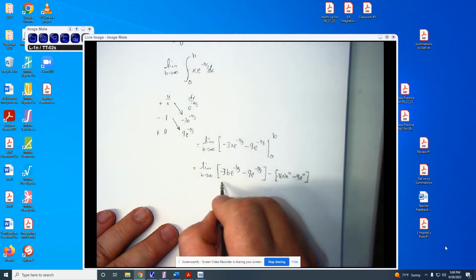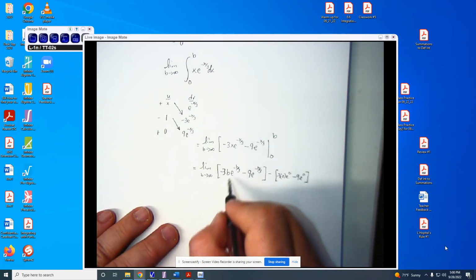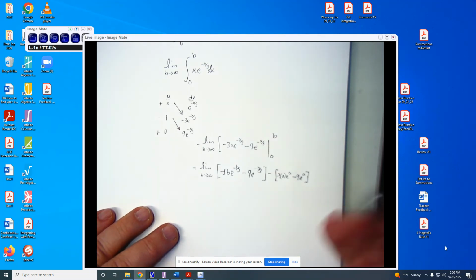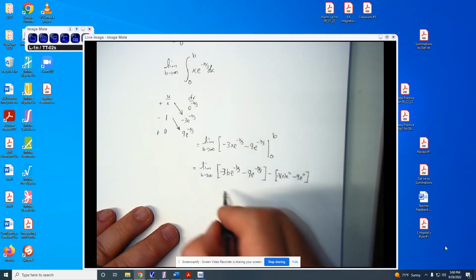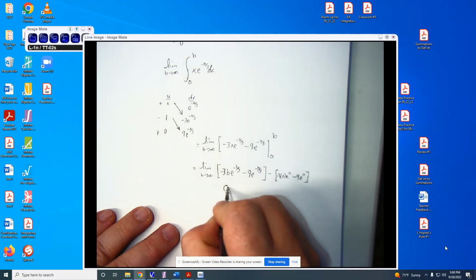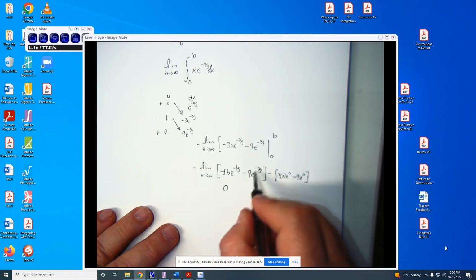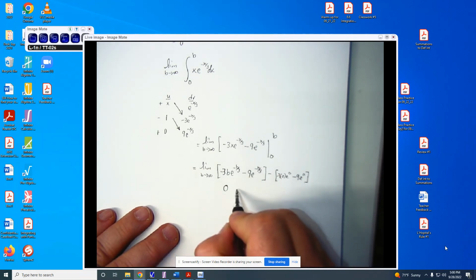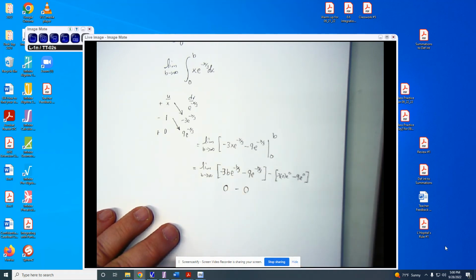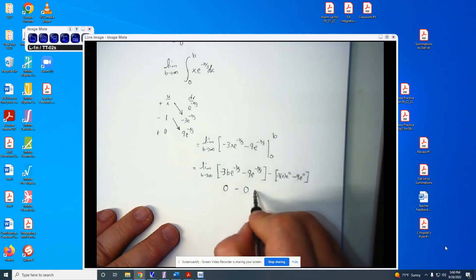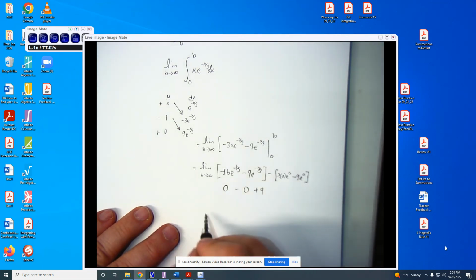Now by L'Hôpital, notice this is negative 3b over e to the b over 3 power. The e to the b over 3 grows faster as we move toward infinity, and therefore by L'Hôpital, this goes to 0. The same thing happens with negative 9 over e to the b over 3. By L'Hôpital, this also goes to 0. And when we distribute the negative, we have plus 9. Therefore, my answer is 9.